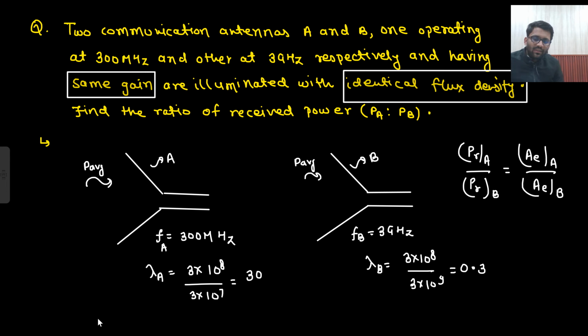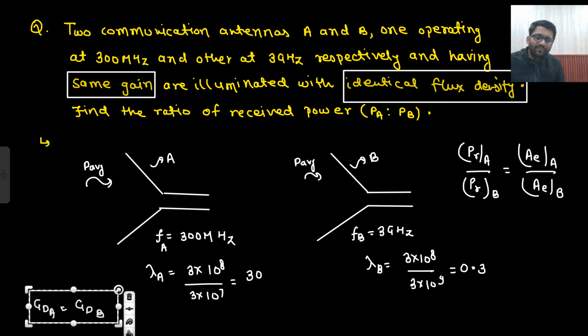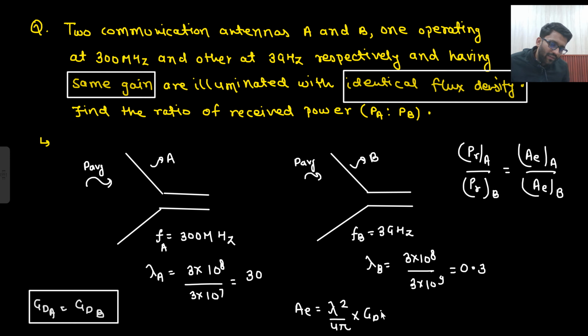That means the directive gain of A is equal to the directive gain of B. So on what value will your aperture area depend? The formula of aperture area is lambda square upon 4 pi into directive gain into polarization loss factor. The directive gain is the same, the polarization loss factor is gone, and 4 pi is also gone. So it depends only on lambda square: lambda square of A divided by lambda square of B. So what would that be?